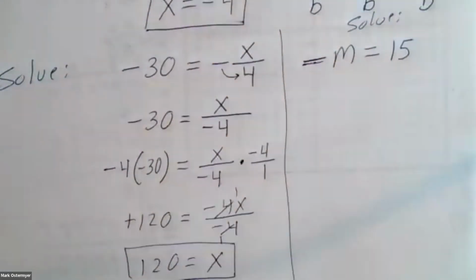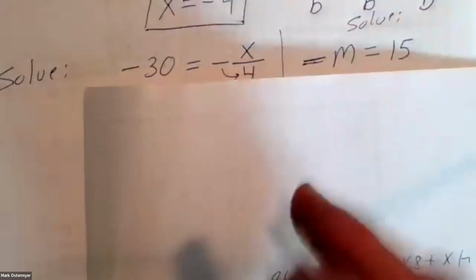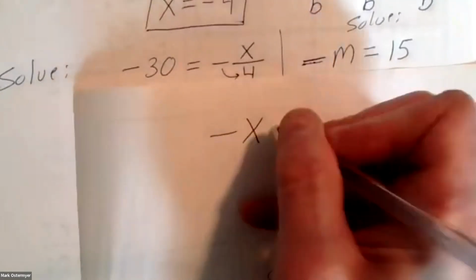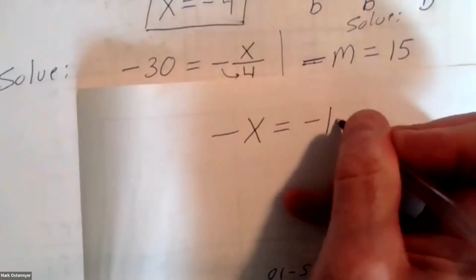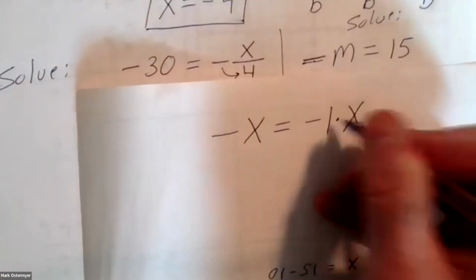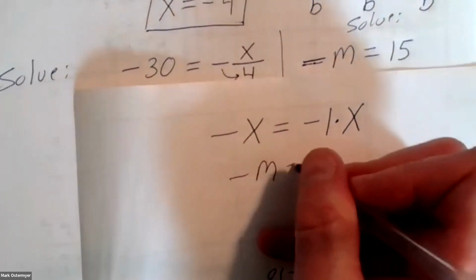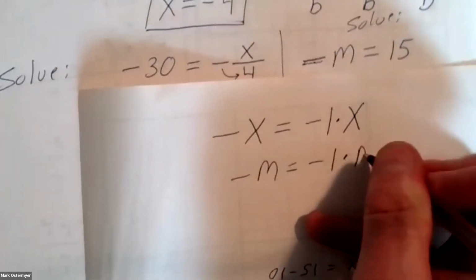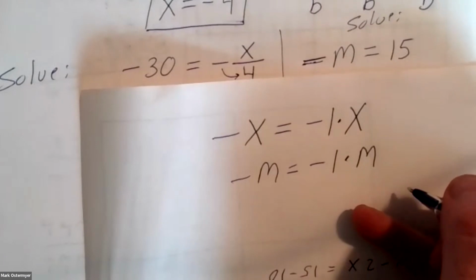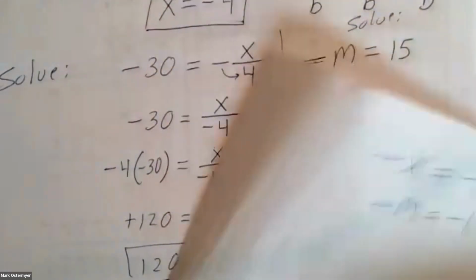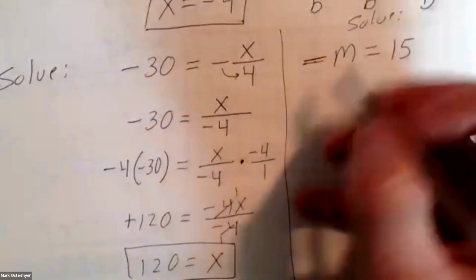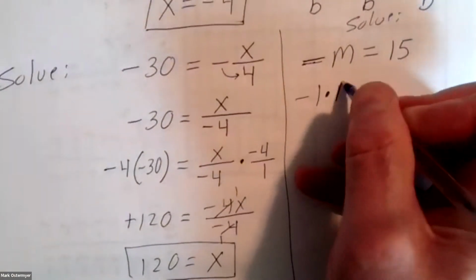When you got a negative in front of a variable, what does that mean? It's really understood. It's like negative 1 times that variable. Everybody see that there? So when you got a negative m, it's understood to be negative 1 times m. So therefore, this negative m can be written as negative 1 times m.